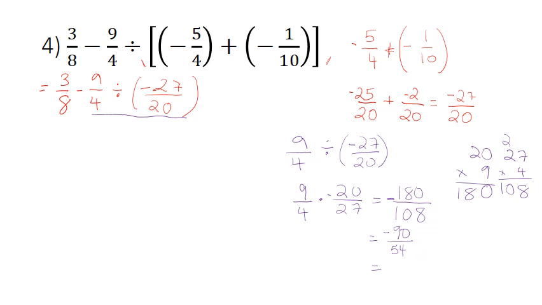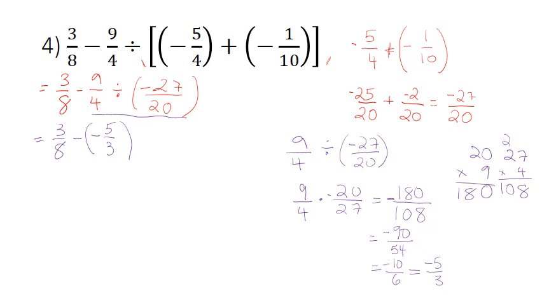So negative 90 divided by 9 would be negative 10, over 54 divided by 9 would be 6. Now I can still simplify this. I'm going to divide both my numerator and my denominator by 2. Negative 10 divided by 2 is negative 5, and 6 divided by 2 is 3. And that's as simple as it can get. So my next line is going to say 3/8 minus negative 5/3.